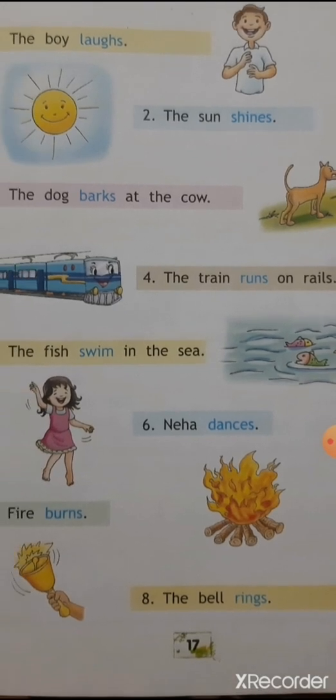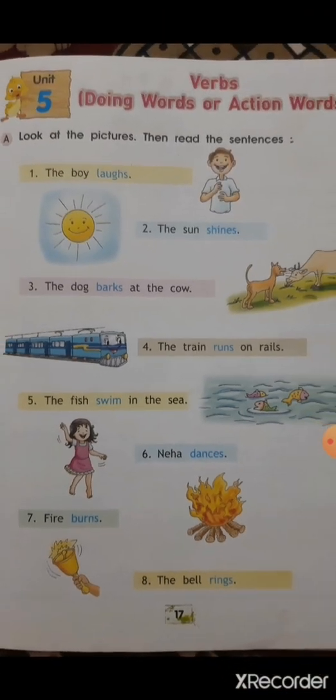Neha dances. See the action of Neha. She is dancing. Fire burns. The action is burns. The fire is burning. The bell is an object, it is ringing. The bell rings. The doing word is rings. Okay, these are all examples of verbs, doing words or action words.